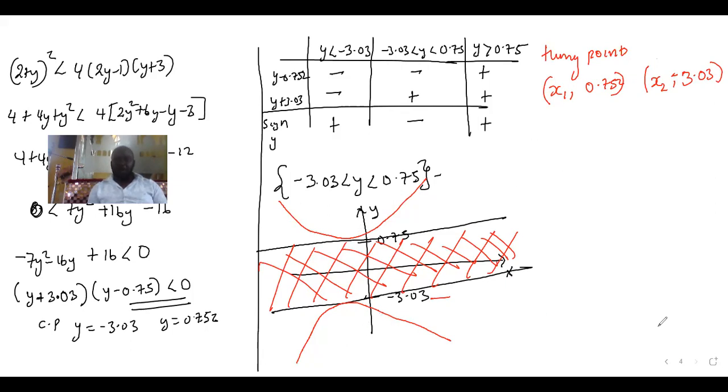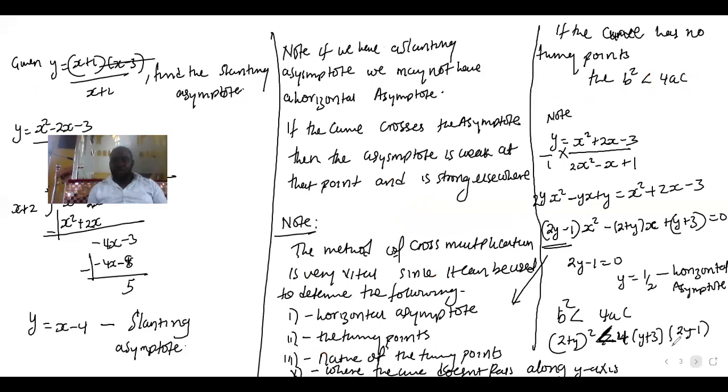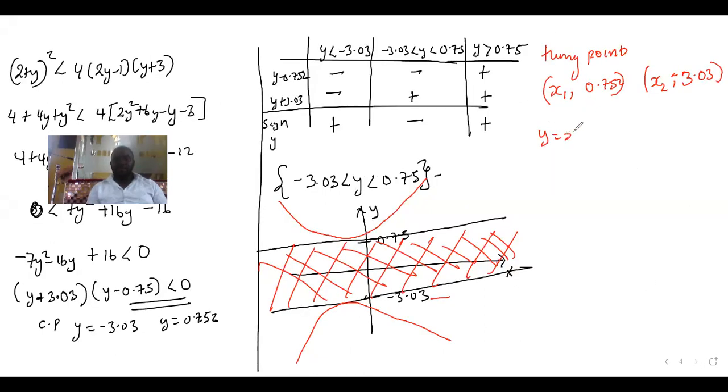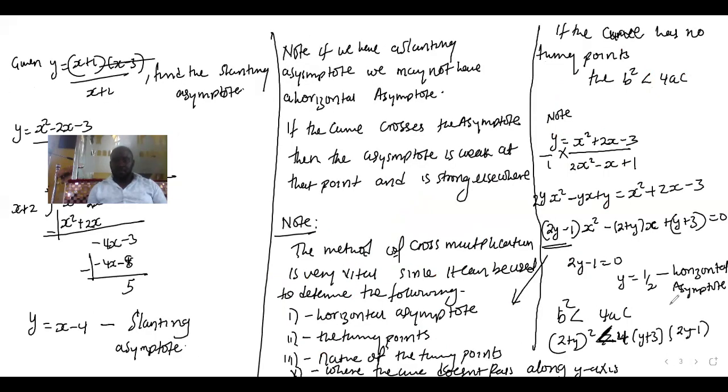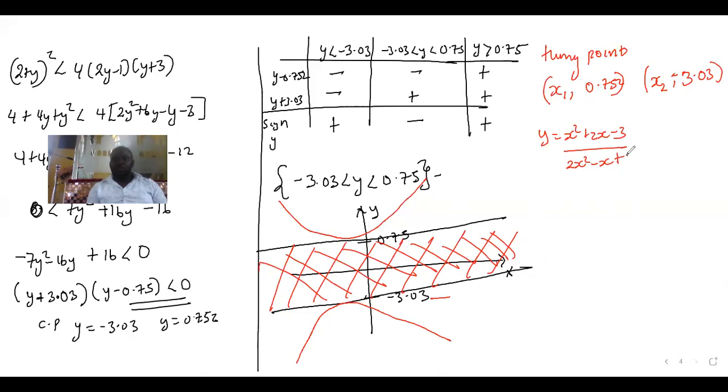What is our function? Our function was given by y is equal to x squared plus 2x minus 3 divided by 2x squared minus x plus 1. So you bring in these values of y and drop them there. When you drop them there, you'll find the corresponding x values. Okay, it is quite long. I can't do it now, as we do in numbers, we shall do numbers. I'll bring in all these methods. I'll merge all these methods, show you how all these methods can be utilized. Okay?